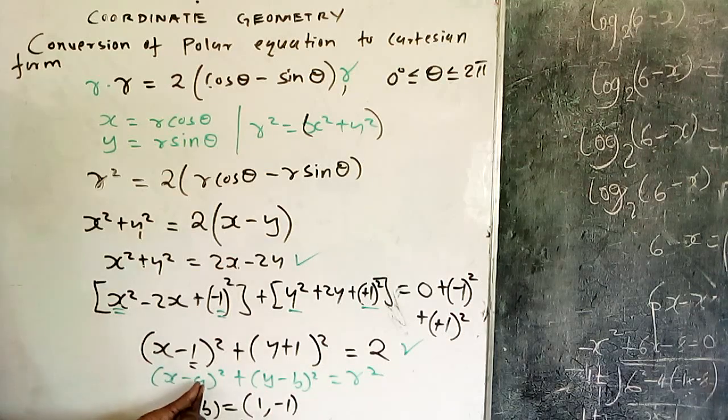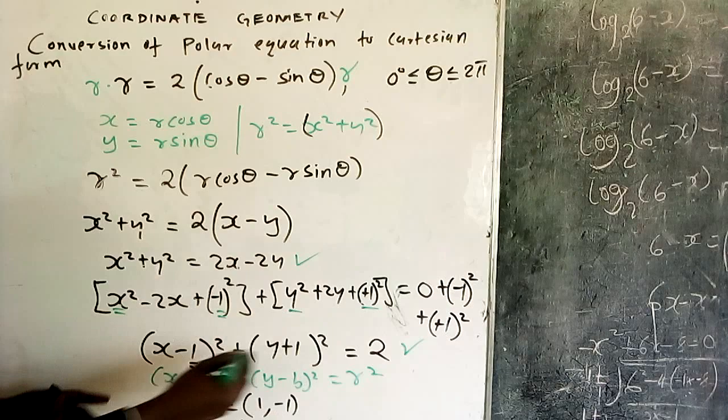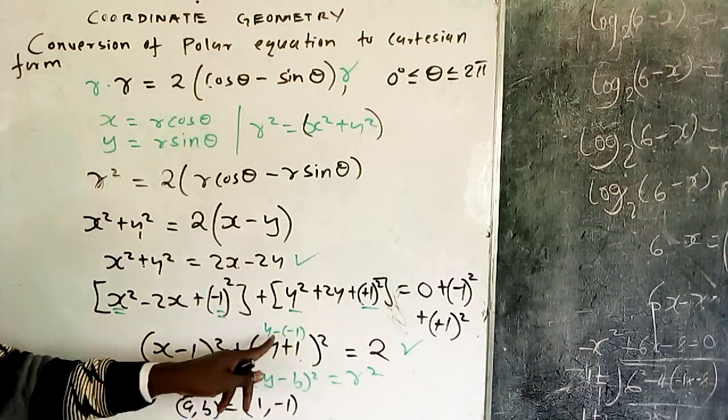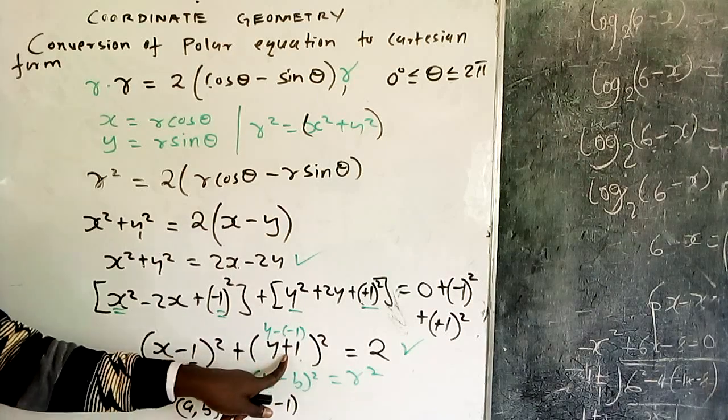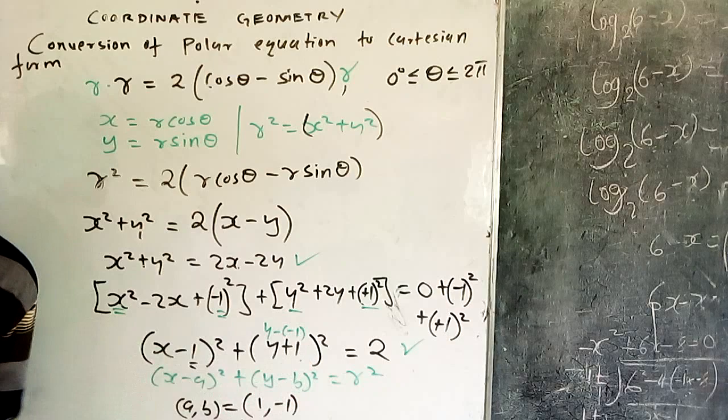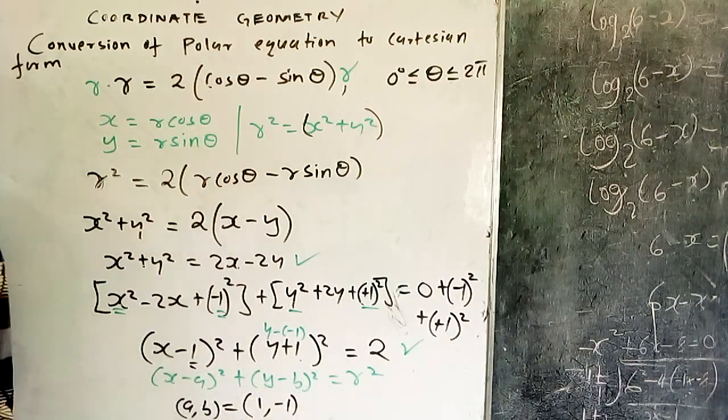Because it is supposed to be x minus a, and here is already x minus 1, meaning a is just 1. And here is supposed to be y minus b, meaning this is y minus negative 1. The minus sign should be between them, isn't it? So y plus 1 is the same as y minus negative 1. So it means b is negative 1. Are you seeing that? Are we together?